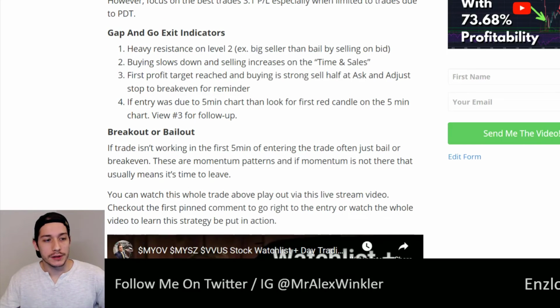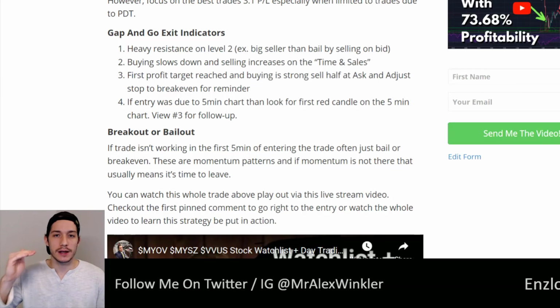From my personal experience and also what I've picked up a lot from what Ross says, when is a good time to get out? One is when there's big sellers starting to pile up on the level 2. You notice more and more selling activity. That might be a good time to just bail out and sell into the bid. So what people are bidding to buy at.